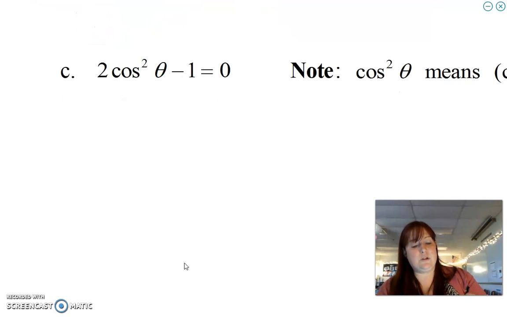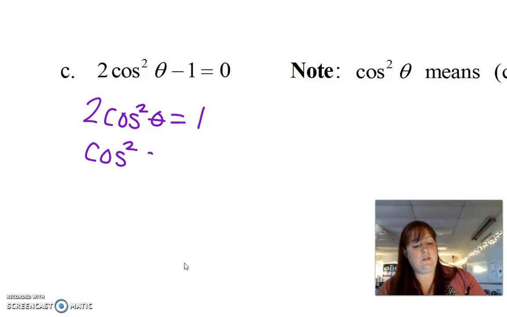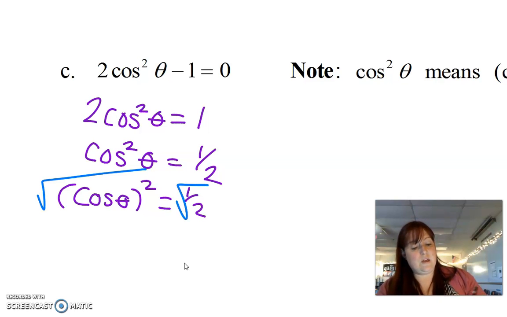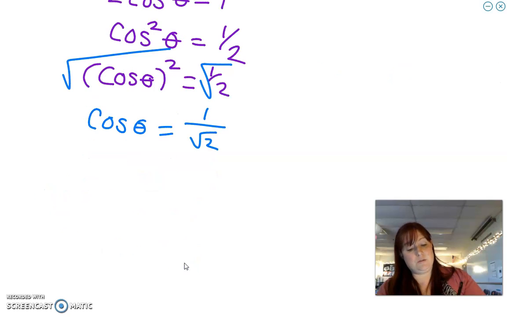I'm trying to get theta all by itself. So we're going to add 1 to both sides, and we get 2 cosine squared theta equals 1. So then cosine squared theta equals 1/2. And so again, since this is really cosine of theta, squared, equals 1/2, we can just take the square root of both sides. And we get cosine of theta equals 1 over root 2, plus or minus, right, because it's the square root.